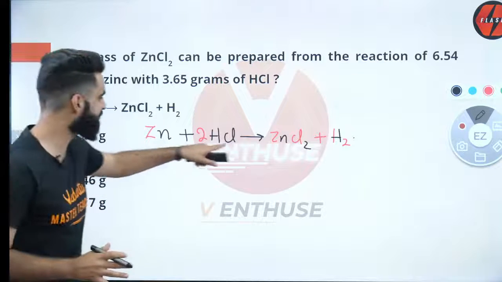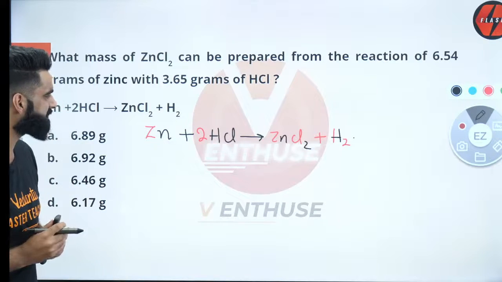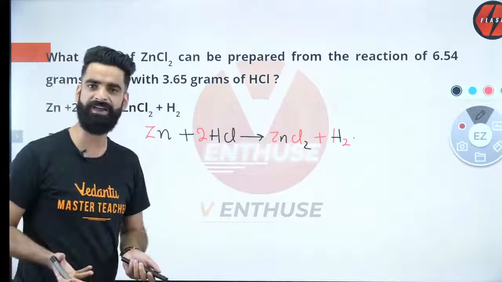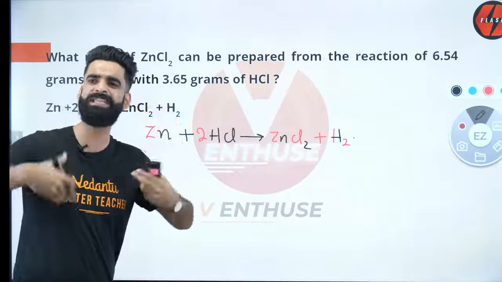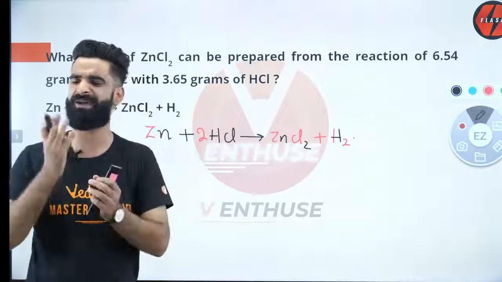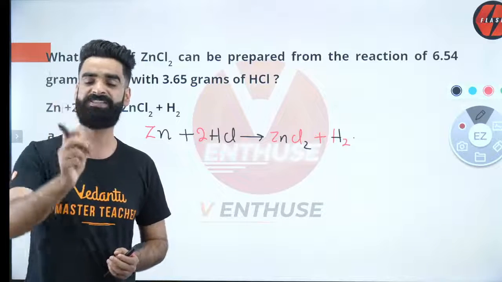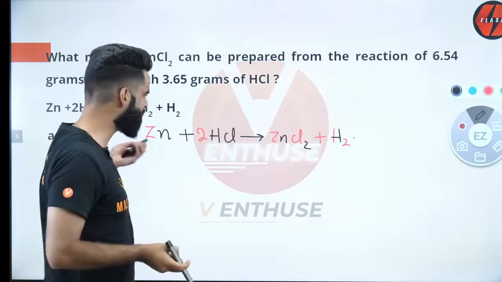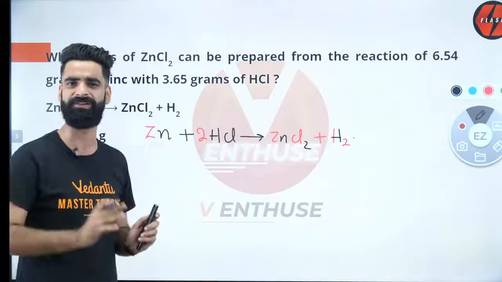Am I given a balanced chemical reaction? Just check, is it balanced? Definitely this is a balanced chemical reaction. And while using the concept of the limiting reagent, what is my first step always? My first step always is to balance the reaction, and the reaction itself is balanced. It's given in the equation itself, right?